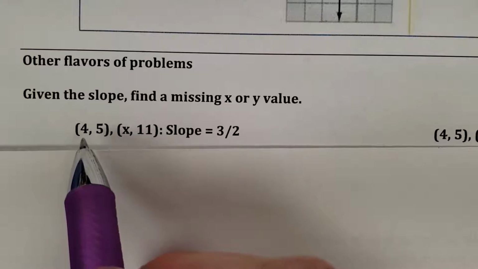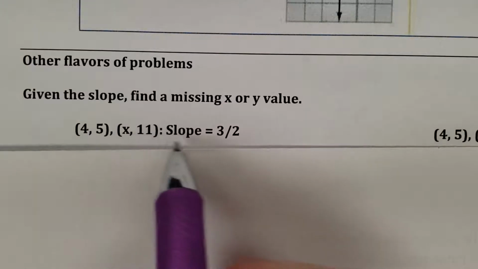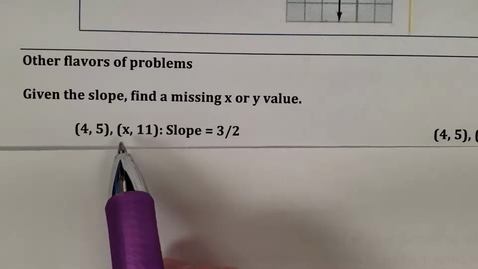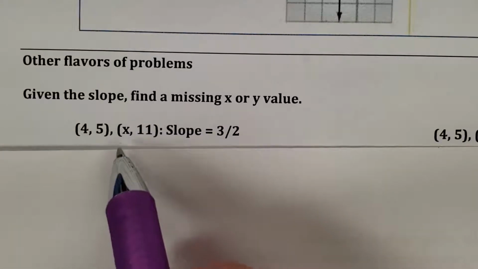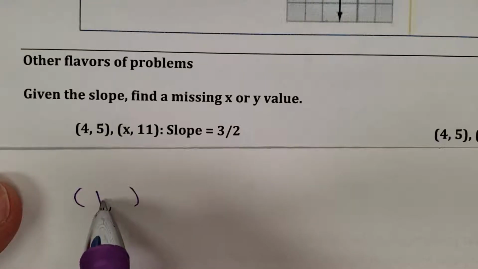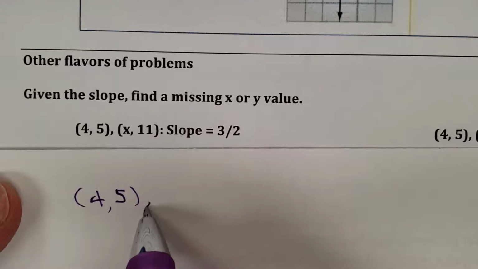Here we have the corner point (4, 5) and (x, 11). Here's what's going on: they're giving you the slope, and you have to find the missing x or y value. In this case, we're missing the x value. So I'm going to rewrite it here really fast, so I don't ruin these pretty notes. These notes are for you, not for me.